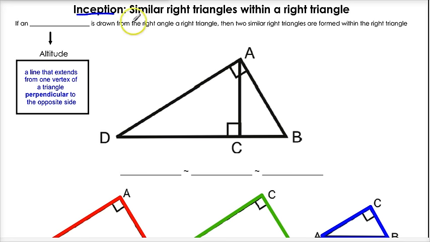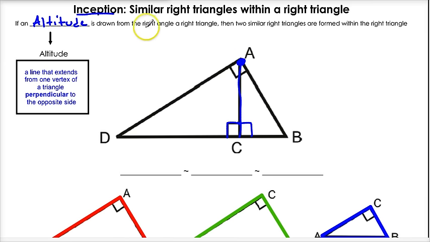Let me just say this. Let's start with this statement right here. If an altitude is drawn, an altitude is drawn. Now first, you don't know what an altitude is, so let me explain. An altitude is a line that extends from the vertex down to the other side and creates a 90-degree angle. They are perpendicular. That definition is right here. This is what an altitude is.